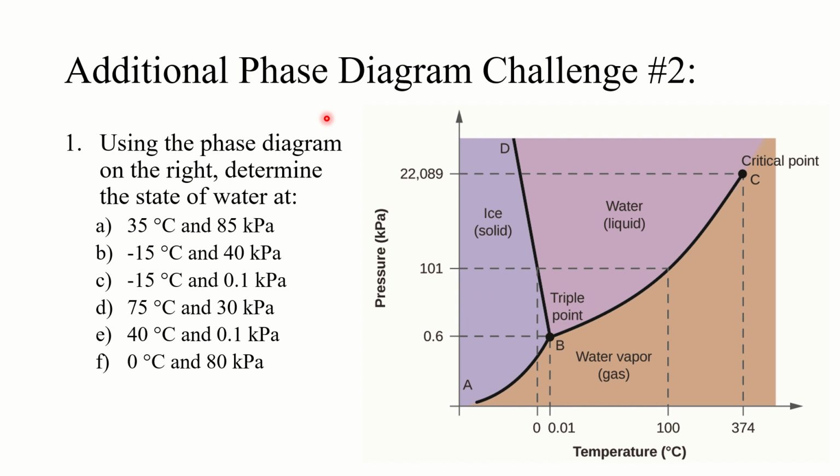All right, second phase diagram challenge. Using the phase diagram on the right, determine the state of water at these 6 different phases. And again, the units on these diagrams are a little weird, especially the y-axis. You can see the y-axis scale is actually logarithmic, but just do your best to estimate the state of water or the phase of water at these 6 different temperature and pressure conditions.